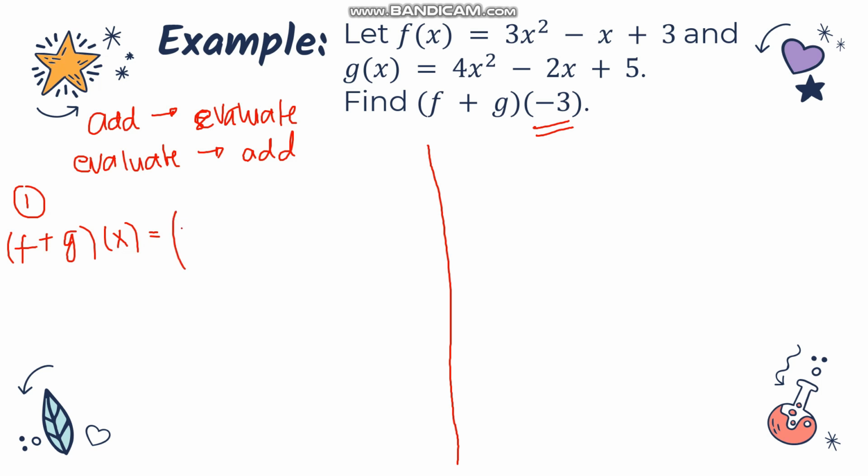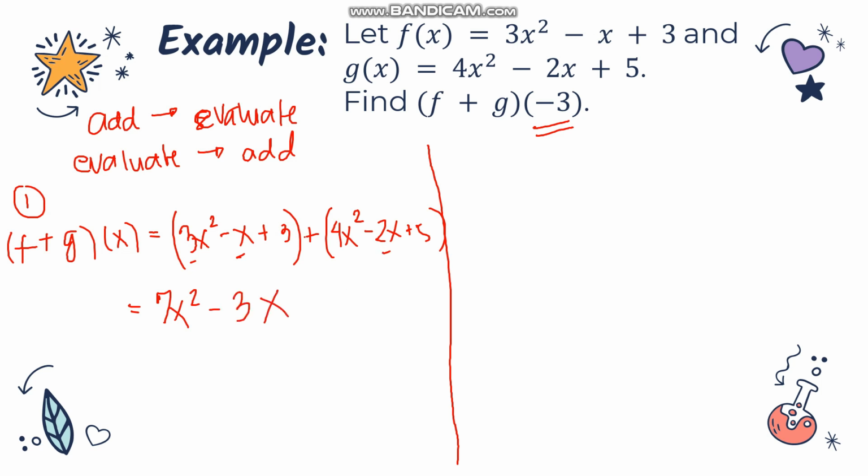So let's write 3x squared minus x plus 3 plus 4x squared minus 2x plus 5. Now let's add 3x squared and 4x squared, so that is 7x squared. We can also add negative x and negative 2x. That will give us negative 3x. Then 3 plus 5, that will give us 8. Now after adding, what we will do next is we will evaluate. So this time, let's write negative 3.